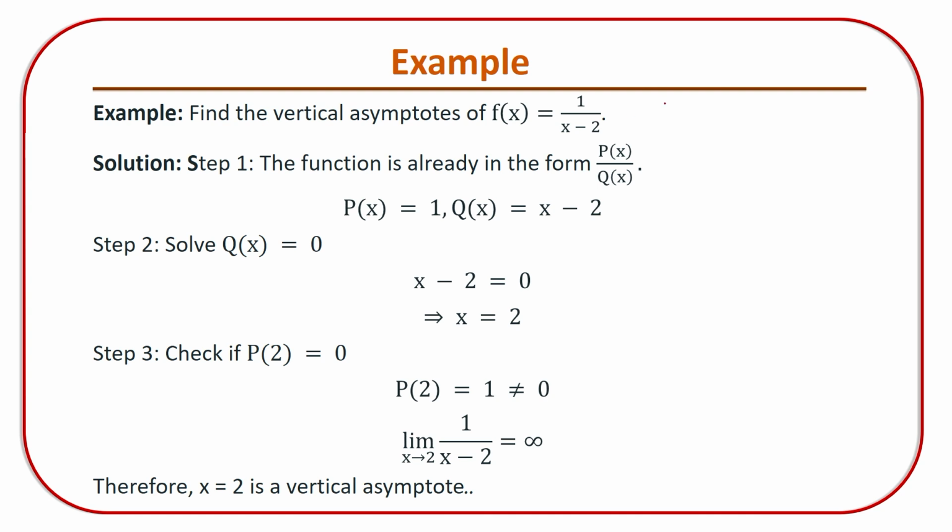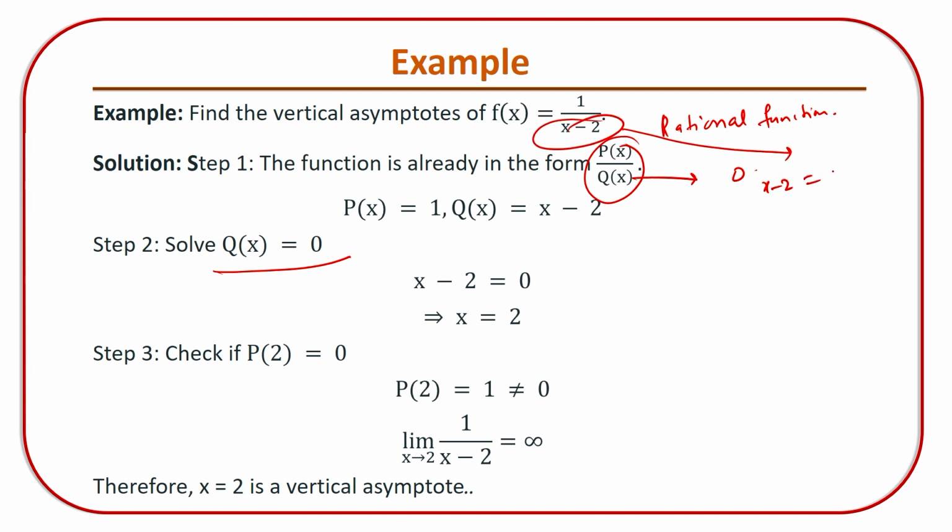1 by x minus 2. Step 1: the function is already in the form of p(x) by q(x). That means the function is of the form of a rational function. So what I have to do is make this q(x) equal to 0, and whatever straight line it gives me, that straight line will be our asymptote. Here, in the denominator, x minus 2 equals 0, so x is going to be 2. So x equal to 2 will be our vertical asymptote. This is the straight line.